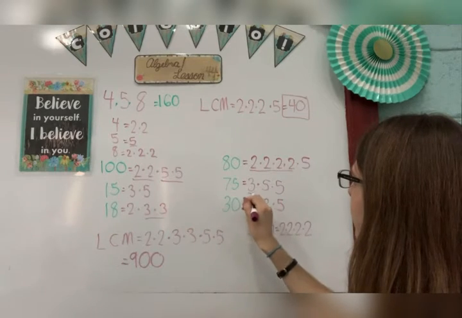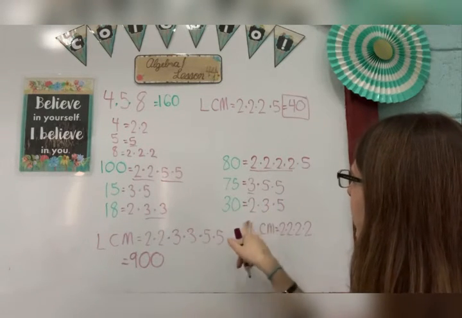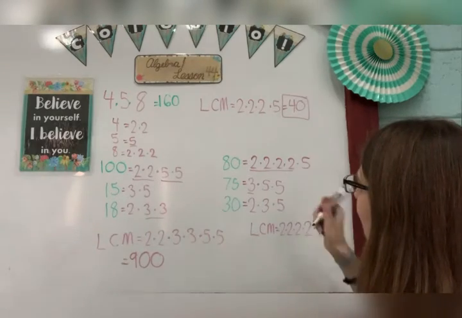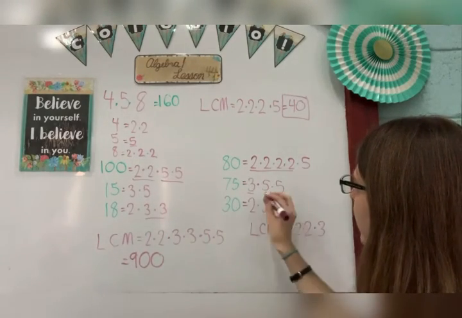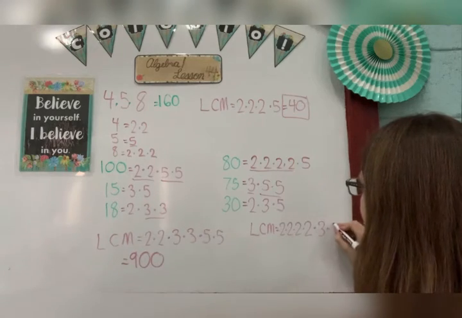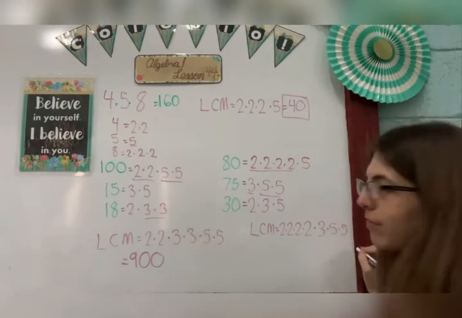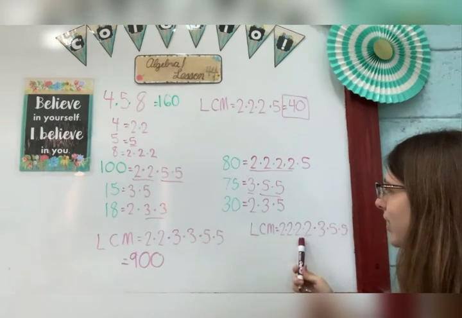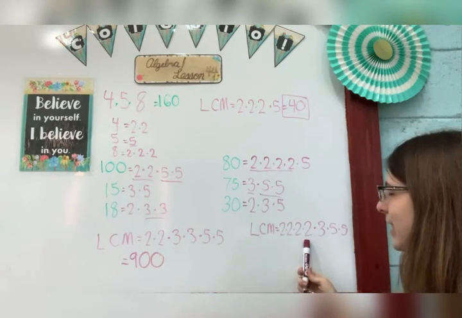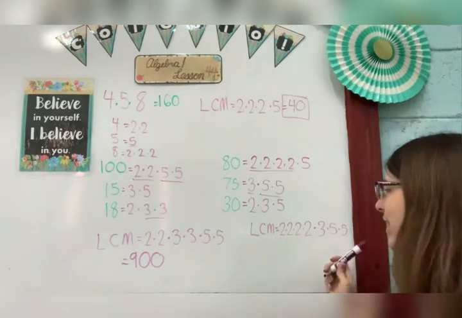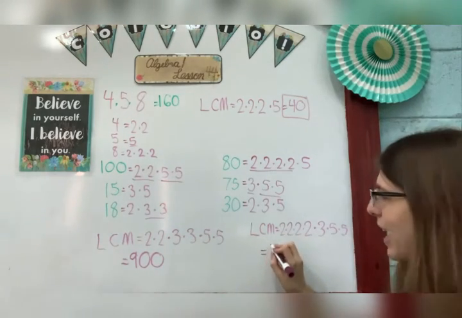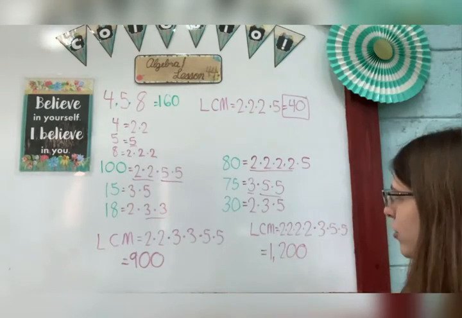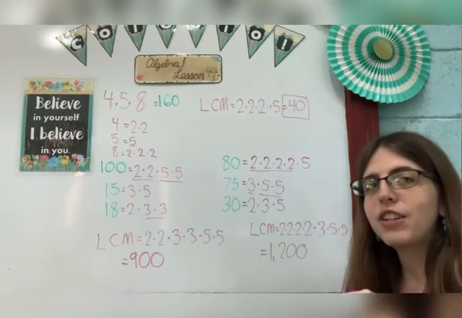Then for 3, it's used once here and once here. So it doesn't really matter which one I choose. I'm just going to use it once. 5 is used once here, twice here, once here. Choose the bigger number. Okay, so now I multiply. 2 times 2 is 4, times 2 is 8, times 2 is 16, times 3 times 5 times 5. I'm not going to do that in my head. Comes out to 1,200.